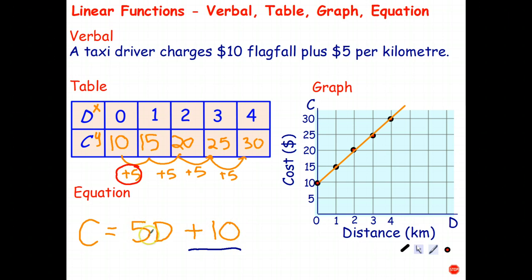The running cost, or the variable cost, is every time x goes up by 1, in this case every time the distance goes up by 1 kilometer, what does the cost go up by? Well, every time you add 1 more kilometer to the distance, the cost goes up by 5, which is that number there, and that's going to be the coefficient on D. So that's just a very quick look at linear functions. We'll be doing a lot more practice and exercises on these very shortly.